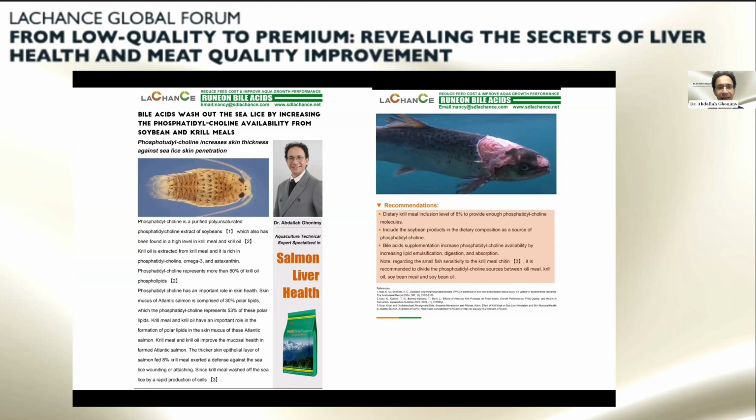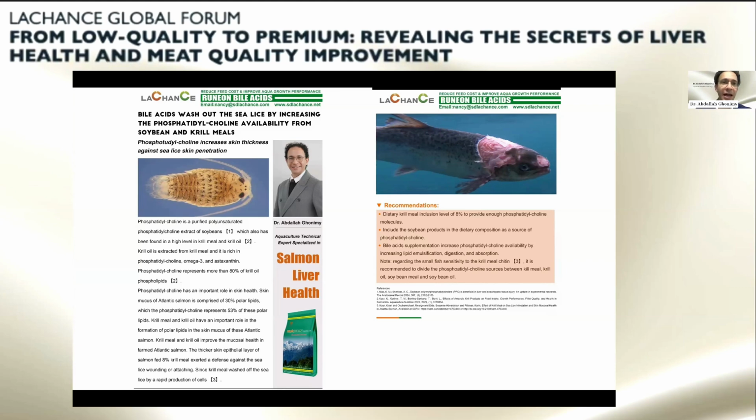Here the bile acids have a very good effect to increase the utilization and digestion of some fatty acids. They are already in the soybean, they are already in the krill meals, and when the bile acid increases their utilization and digestibility, they get into the body and increase the mucus layer growth over the salmon body. And when this mucus grows faster and thicker, it washes out all the sea lice.